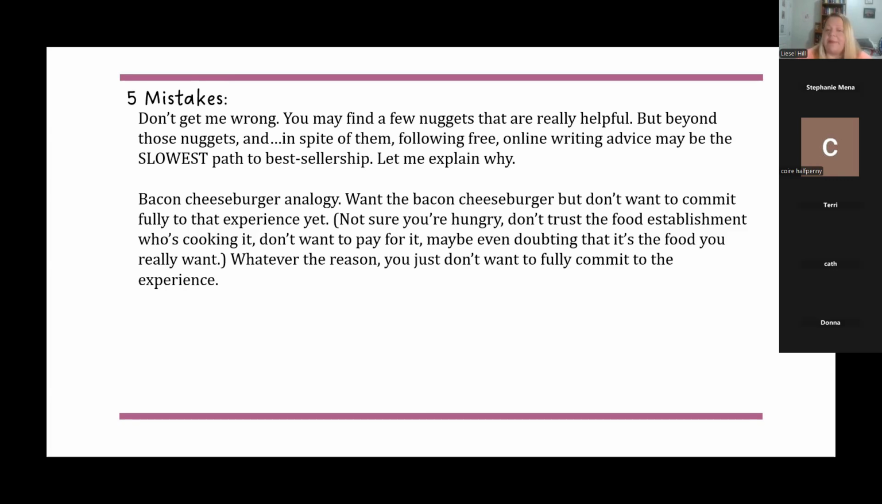If you don't like bacon cheeseburgers or you're a vegetarian or something, just take a minute and think of your favorite food that makes your mouth water when you're hungry, okay? I'm going with the bacon cheeseburger. We're going to say that I want a bacon cheeseburger. I want the experience, you might say, of eating one, but I don't really want to fully commit to that experience yet. Why? It doesn't really matter why. I have my reasons, right?